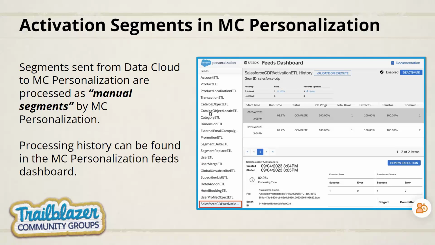the feeds personalization piece. We had talked about before, all segments sent from Data Cloud to MCP are processed as manual segments. And so the manual segments will be noted, and you can find the processing history under Salesforce CDP activation. Once you click on Salesforce CDP activation, you'll see the similar pieces on the screen. When did the job complete? How long did it take the job to complete? And you can review the data that is sent over.